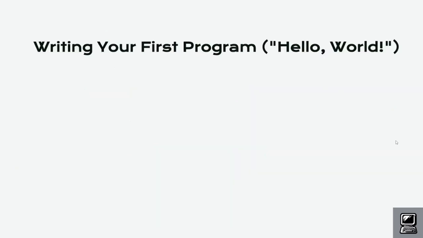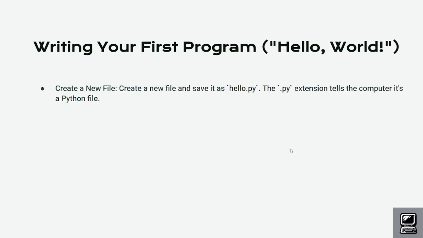So, let's look at your first program, Hello World, which is a standard for all programming languages. The first thing we're going to do is create the file. We're going to call this file hello.py. The py extension tells the computer it's a Python file. The next step is to write the code.